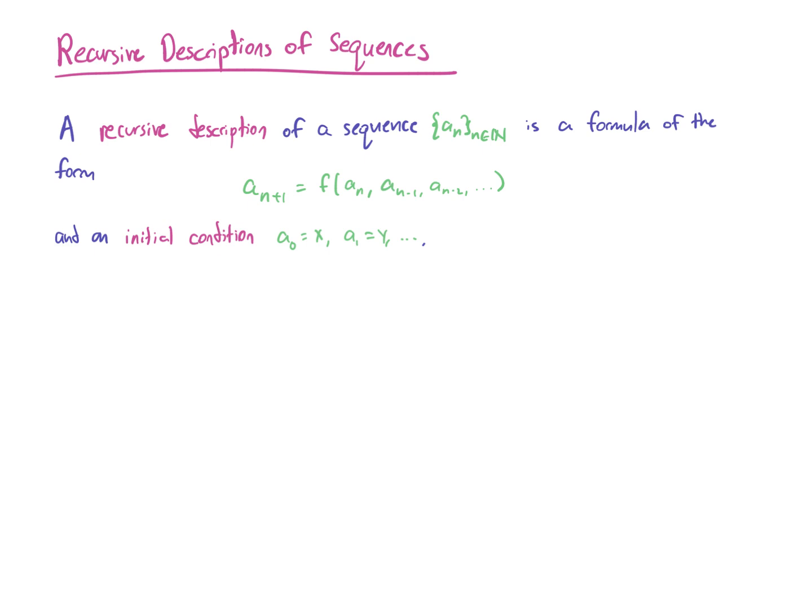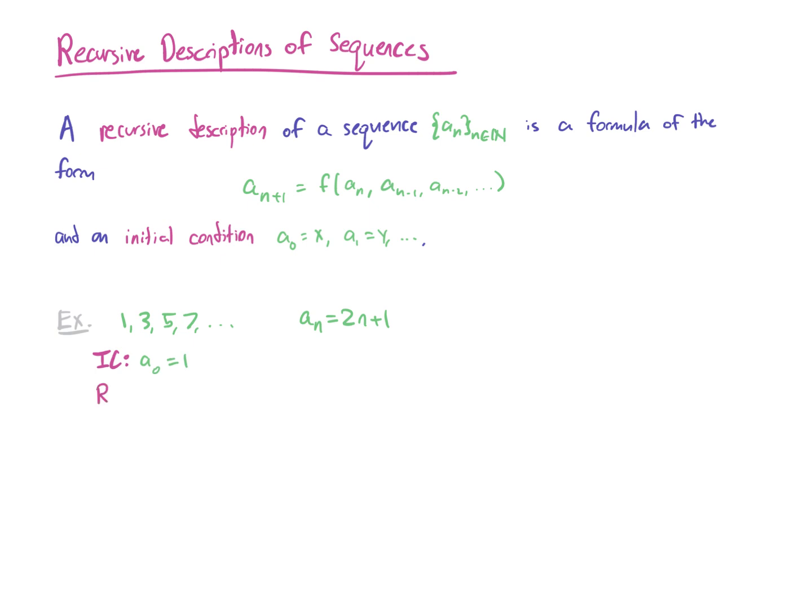So if I consider one of our previous sequences, 1, 3, 5, 7, and onward, this is the sequence of all odd positive integers, and it has this functional definition. If I want to specify this sequence, there's lots of ways to do it, but here's one. The initial condition is going to be simply the first element of the sequence, so that's a0 equals 1.